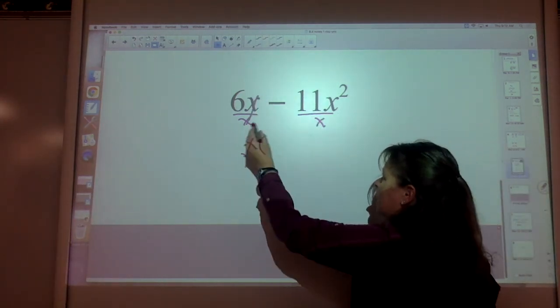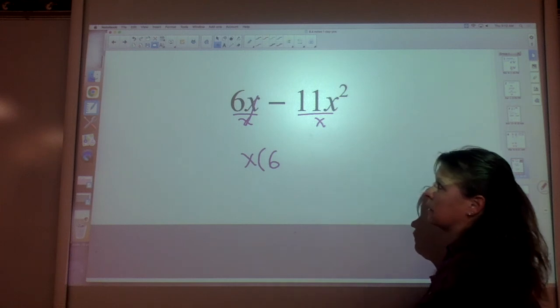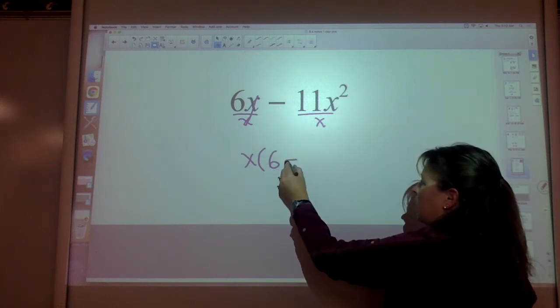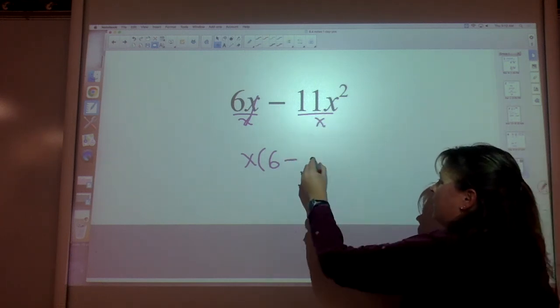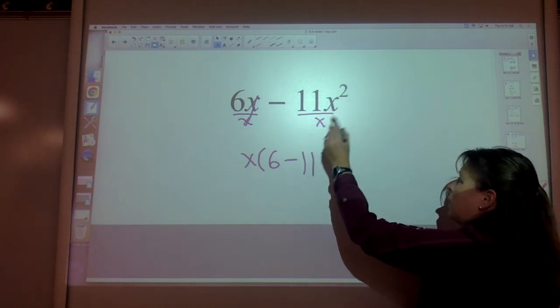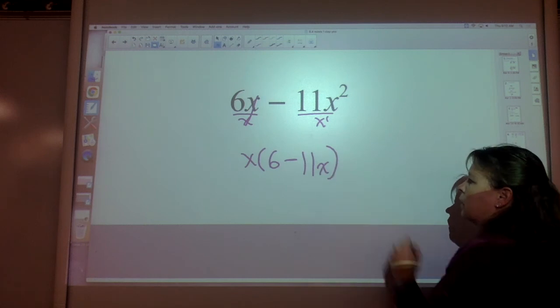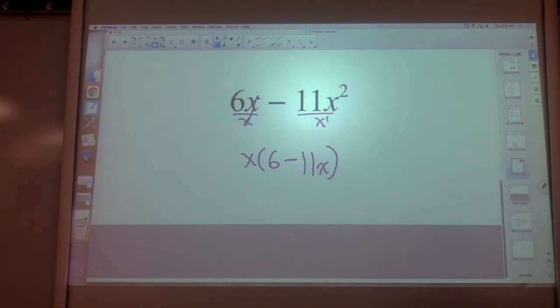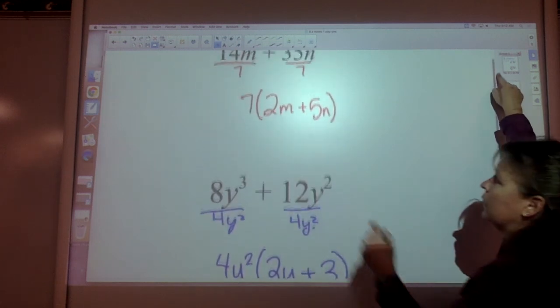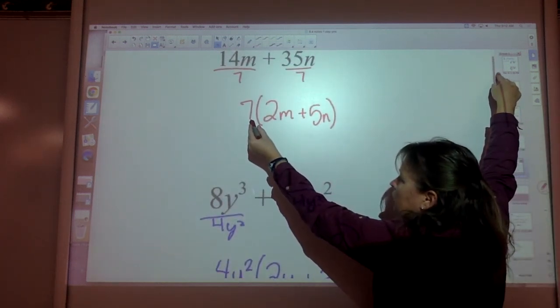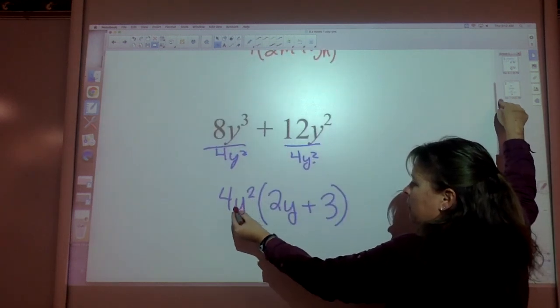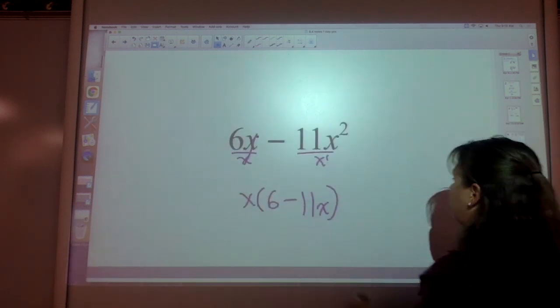6x divided by x is just 6. Minus, keep track of your negatives, 11 x squared divided by x. 2 minus 1 is 1, but of course you won't put the 1 there. 6 minus 11x, with the x out in front. So as I showed you before, sometimes they have only a number as a greatest common factor. Sometimes they have both. Sometimes they have only the x.